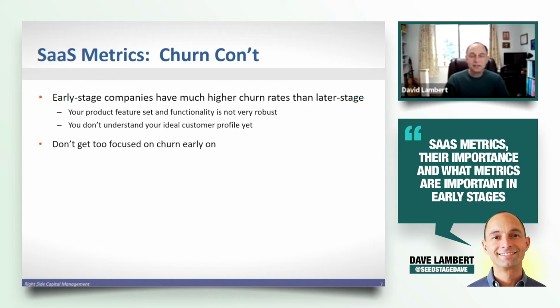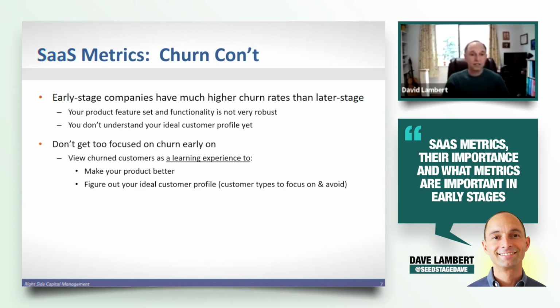So at the end of the day, don't get too focused on churn early on. If it's crazy high, you'll know that it's a problem. But don't get focused on the exact percentage. Instead, when you're early in your life cycle, and I would say even below $1 million in ARR, view churn customers as a learning experience. It helps you make your product better. You can understand why your customers are churning. Is there a bug or a problem with your product that's causing a pain point for some customers? Is there some key piece of functionality that's missing? And if you had that, some of those customers wouldn't be churning.